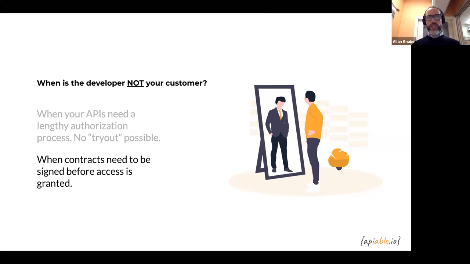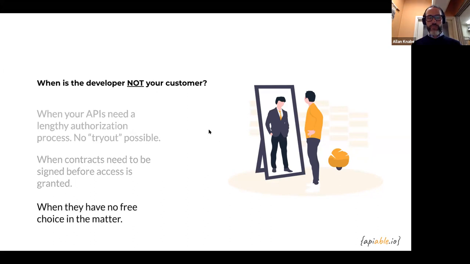And these kinds of contracts need to be signed up front before a developer can actually get access. So it's probably not a developer who's the customer in this case. And my favorite one is when a developer has no choice but to use your APIs. In a lot of the cases, when I've spoken to developers who are using, for example, the APIs at Swisscom, I said, okay, what brought you to the portal? And they said, my manager told me to come.